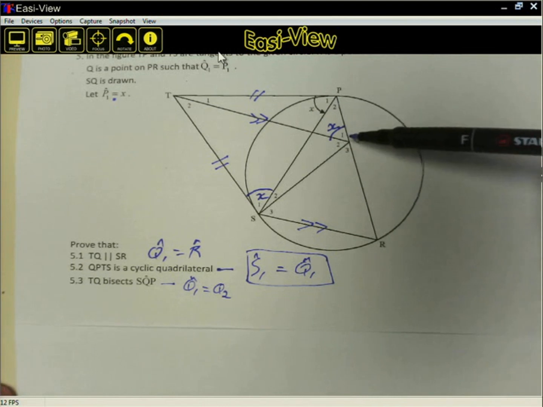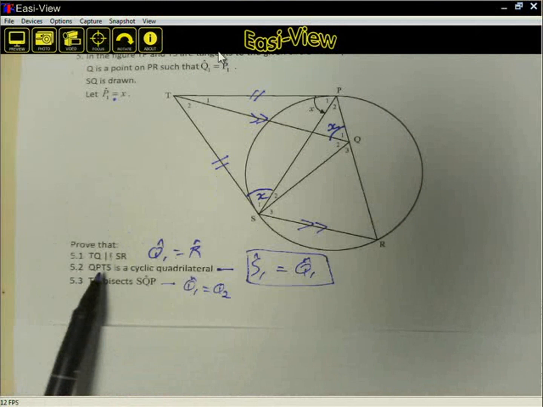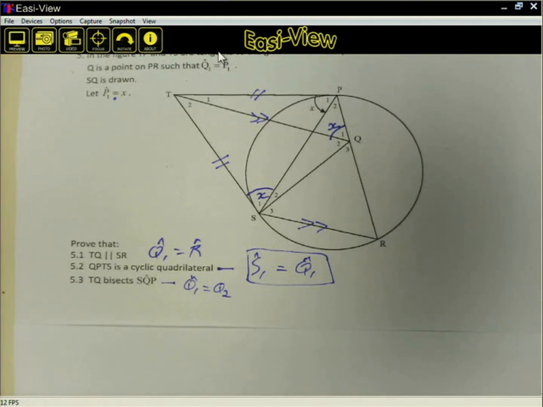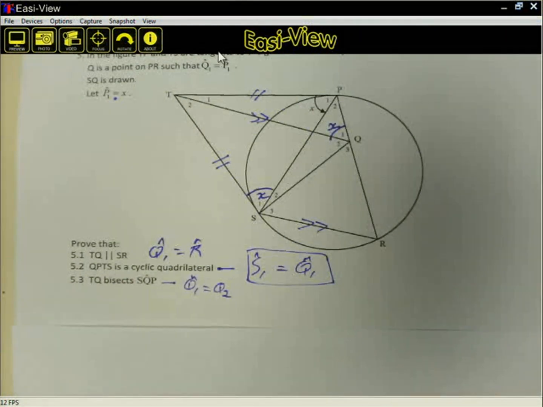Let's start. We want to prove that angle Q1 is equal to angle Q2. Remember 5.2. What did we do in 5.2? We have proven that QPTS is a cyclic quad. Because we have proven that it's a cyclic quad, we can apply the theorems of a cyclic quad. You remember the theorems associated with a cyclic quad: exterior angle equals interior opposite angle, opposite angles are supplementary, and angles subtended by the same chord or the same arc are equal.